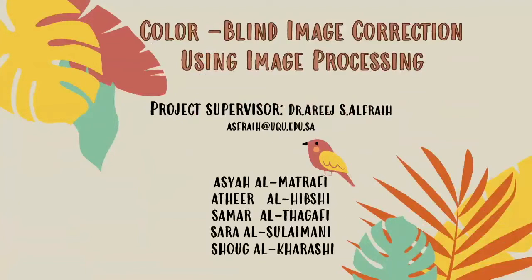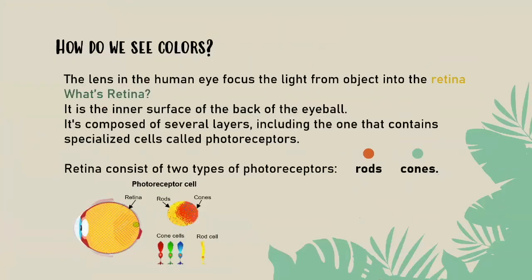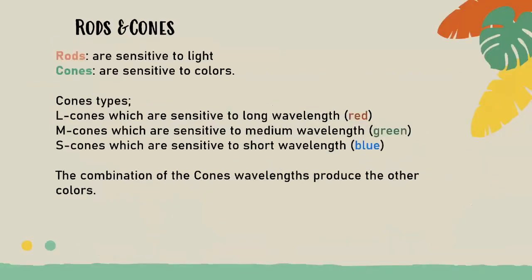First, the lens in the human eye focuses the light onto the retina. So, what is the retina? The retina is the inner surface of the back of the eyeball. It's composed of several layers, including the one that contains specialized cells called photoreceptors. The retina consists of two types of photoreceptors, rods and cones. So, what are rods and cones? Rods are sensitive to light, while cones are sensitive to colors.